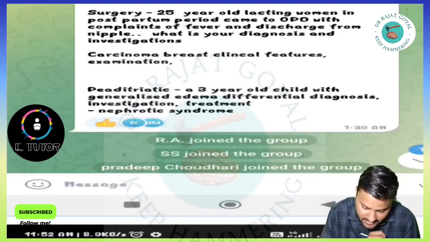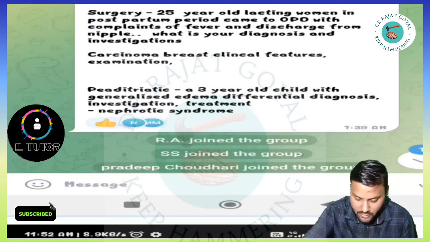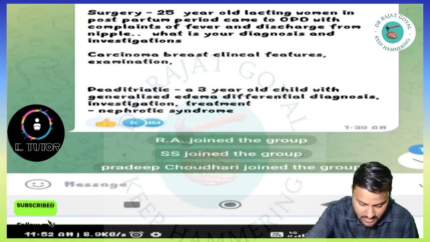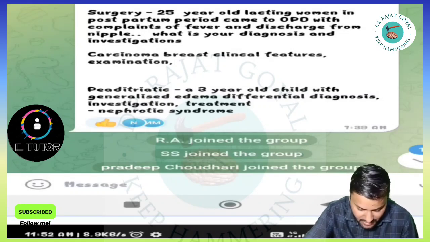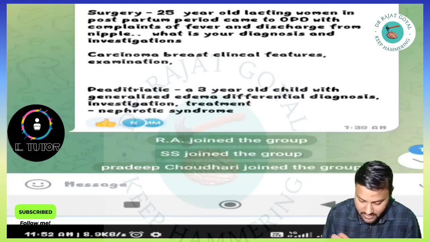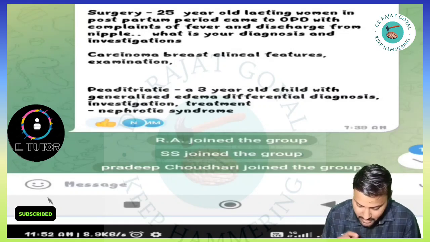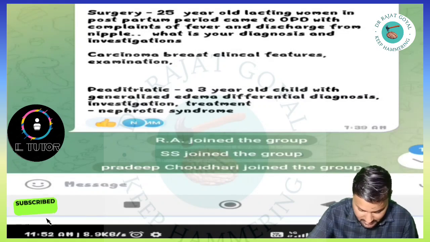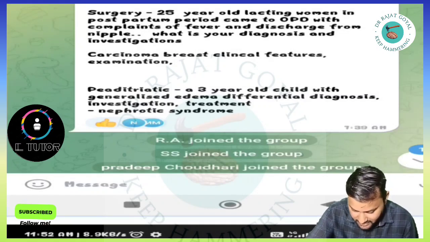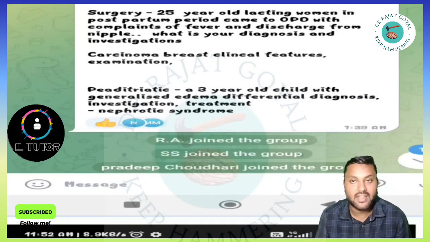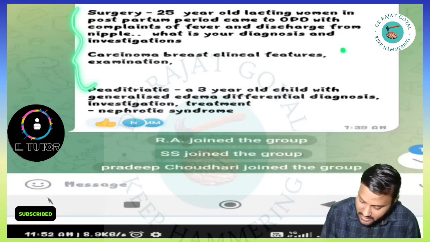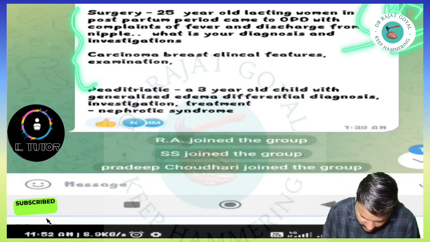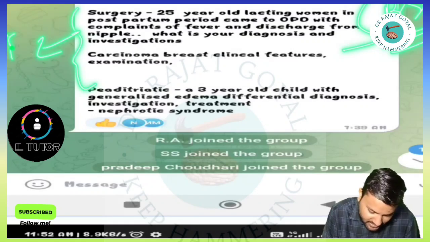Another student doctor is saying that my questions were obsgyne: carcinoma cervix, endometrial hyperplasia as case scenario and management. And in surgery, a 25-year-old lactating woman in the postpartum period comes to OPD with the complaint of fever and discharge from the nipple. What is your diagnosis and investigation? Carcinoma cervix, carcinoma breast, clinical feature and examination. So in surgery, another important topic is breast. So this case is related to mastitis.